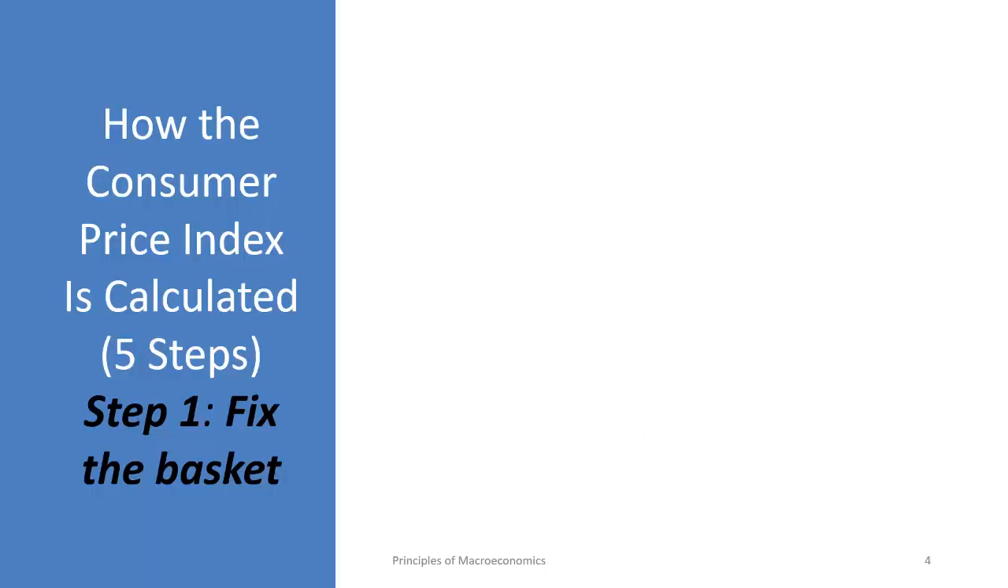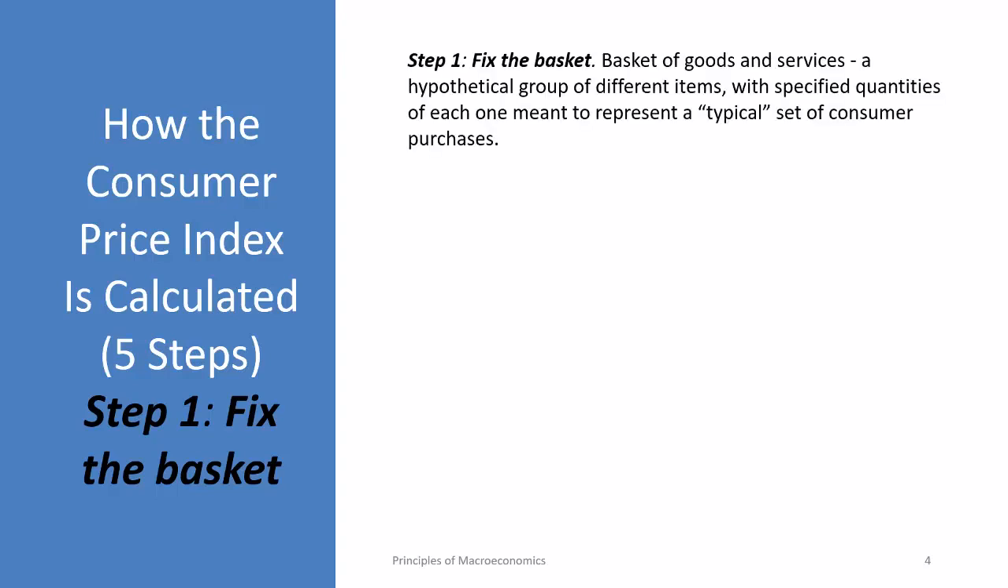And the first step is fix the basket. So in step 1, we fix the basket. We try to find out what a typical consumer in a country like the United States typically consumes in a particular day or in a year or in a month. Because we are trying to look at the average, and the best way you can look at the average is if you look at the typical consumer. You really don't want to look at the extremes.